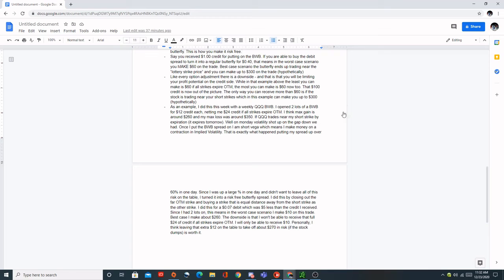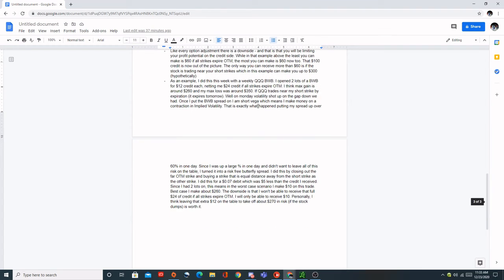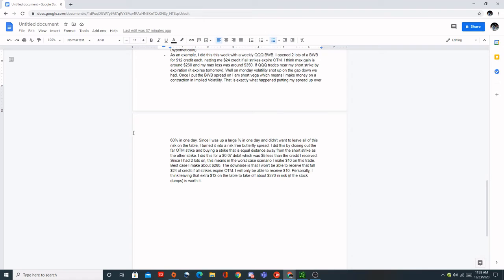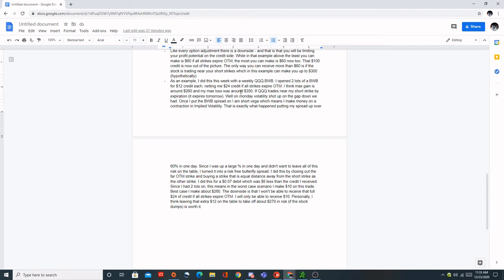So if it trades near the short strikes, I'll receive that $350. On Monday, volatility shot up on the gap down we had. Once I put the broken wing butterfly spread on, I'm now short Vega, which means I'm looking for contraction in implied volatility. And this is exactly what happened, which caused the spread to be up more than 60% in one day. Since I was up a large percentage in one day, I still had a few days on. I didn't want to leave all this risk on the table, so I decided to turn it into the risk-free butterfly spread. Because I don't want to leave that $350 of risk, especially in one day if I'm up 60%.